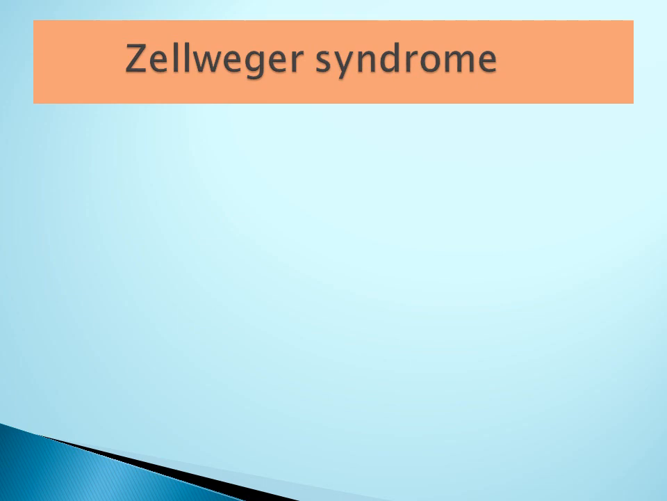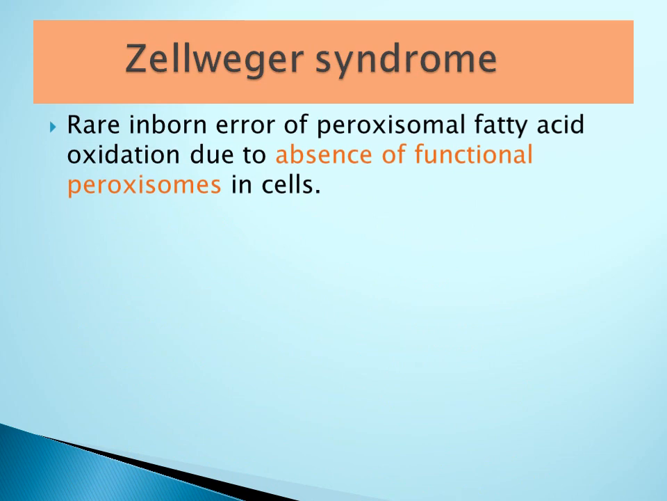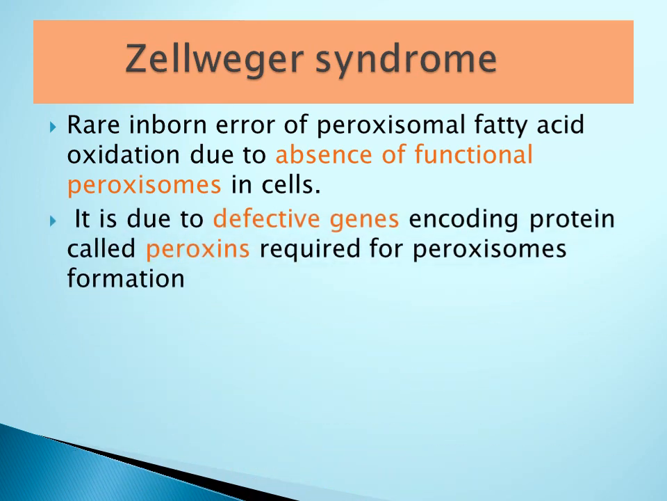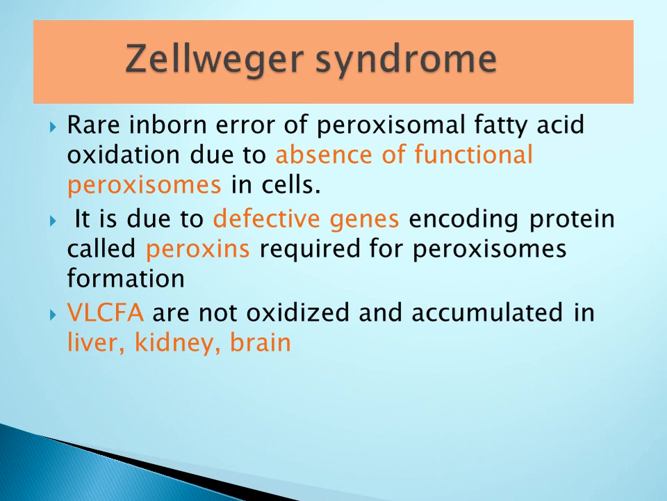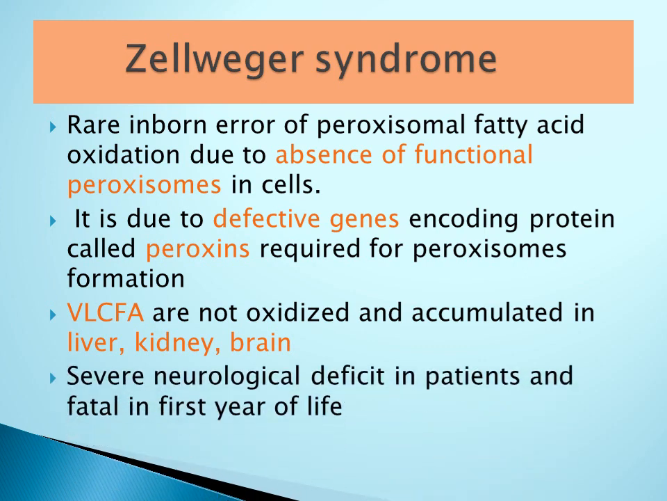Metabolic disorder associated with peroxisomal oxidation is Zellweger syndrome. This syndrome is an inborn error of peroxisomal fatty acid oxidation. It is developed due to absence of functional peroxisomes in cell. It is developed due to defective genes encoding protein called peroxins, which are required for peroxisome formation. So very long chain fatty acids are not oxidized in peroxisome and they accumulate in liver, kidney and brain. That leads to severe neurological deficit in patients, and this disorder is very fatal in first year of life.